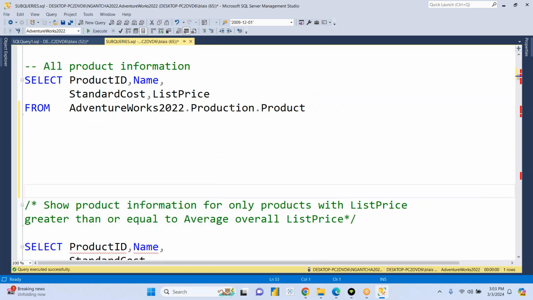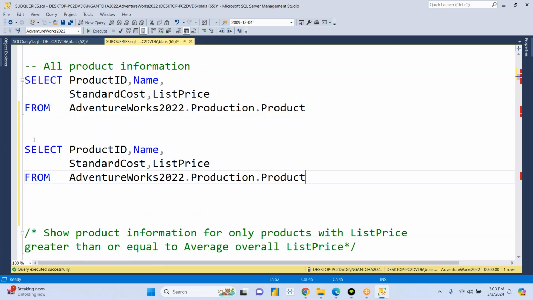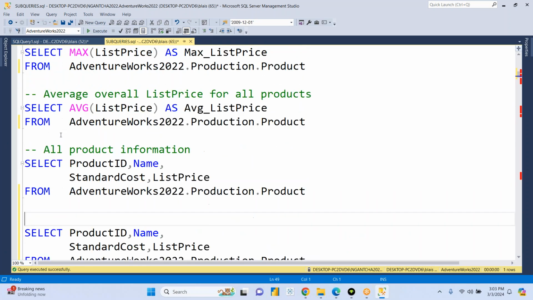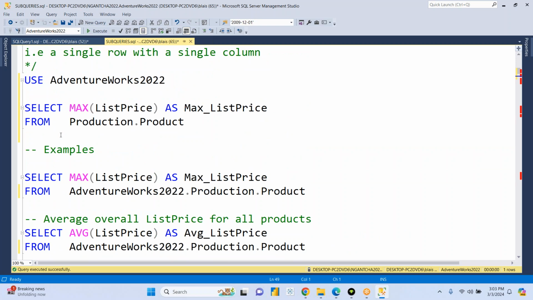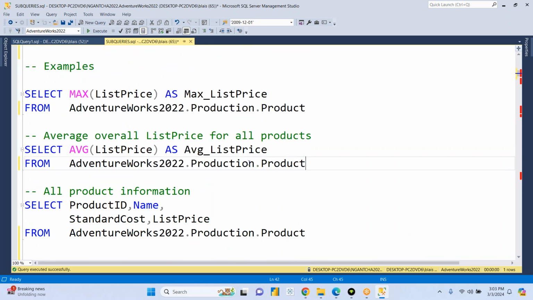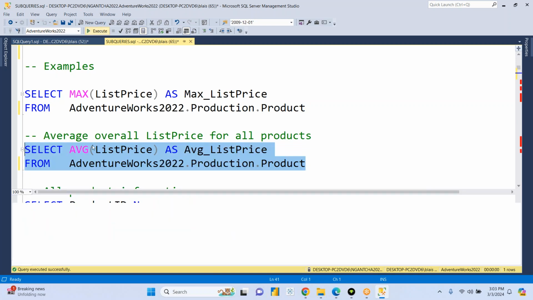Let's address the static part. So take this query. It's giving you all the information. Now I want to modify this to only show those products with list price above the average. This is the average list price. Copy this. That's the investigation we've done.